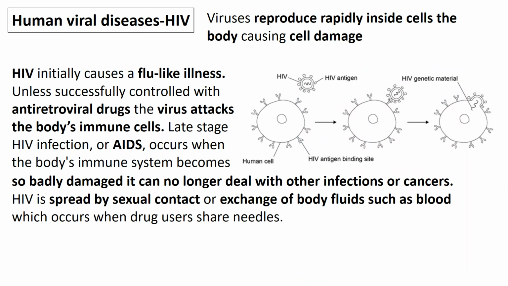With late stage infection, this is what causes most of the symptoms that you would see when you develop AIDS. And AIDS occurs because the immune system becomes so badly damaged it can't deal with other infections or cancers that may occur in the body. HIV can be spread by sexual contact or exchanging body fluids such as blood. So, for example, drug users sharing needles, that would be a way that you can spread HIV. So, avoiding the spread of it in that way, you can think of lots of strategies for that.